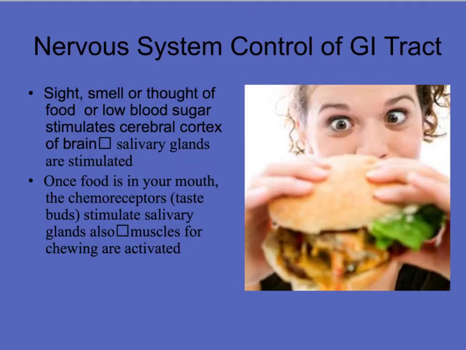The nervous system is very much involved in the GI tract. Just think of your favorite food, especially when you're really hungry, and immediately your mouth starts to water and it's all you can think about. That's your brain stimulating your salivary glands to start secreting saliva just at the thought of food, in preparation for eating. Then once food is in your mouth, you've got chemoreceptors like your taste buds that also stimulate salivary glands, as well as muscles that are activated for chewing.